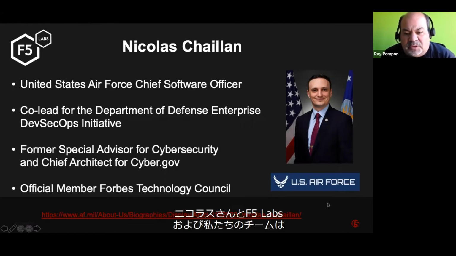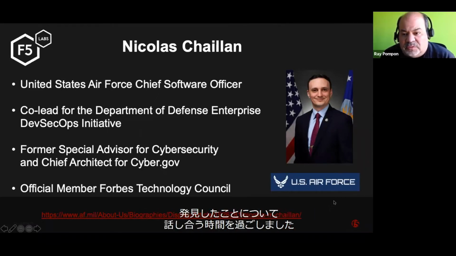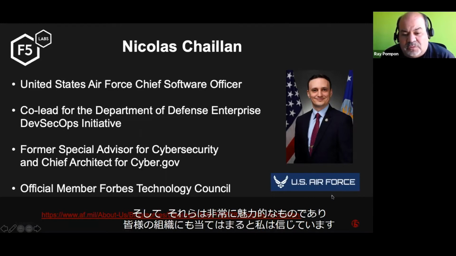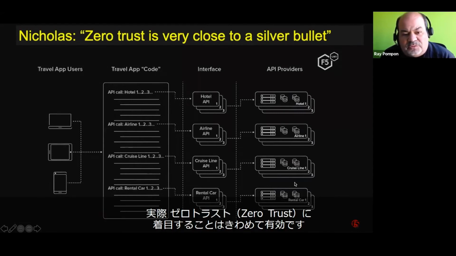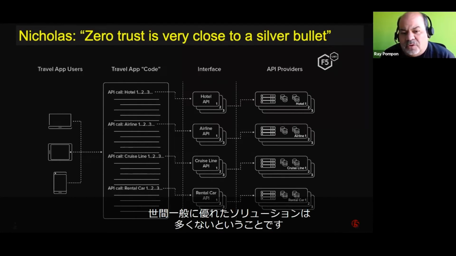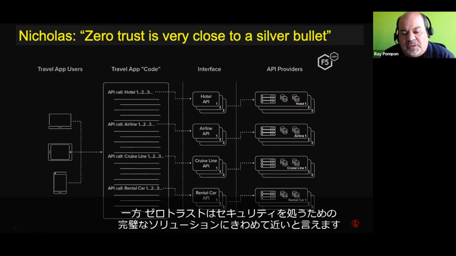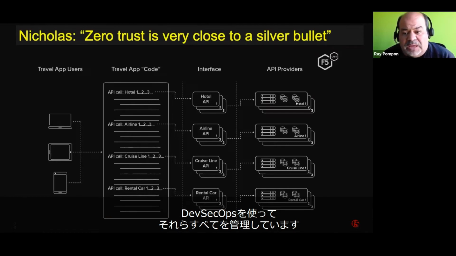We've spent some time with him, F5 Labs and our team, talking to him about what he's done and some of the things he's discovered to make this work in his organization. They're quite fascinating, and I believe they will apply to your organization. One of the things he looks at is a skepticism towards technology, but in fact, looking at zero trust is something very valuable. In other words, there aren't a lot of good solutions out there, but zero trust is very close to a perfect solution for dealing with security. And so he takes a zero trust approach to microservices and application services and uses DevSecOps to manage all of that.